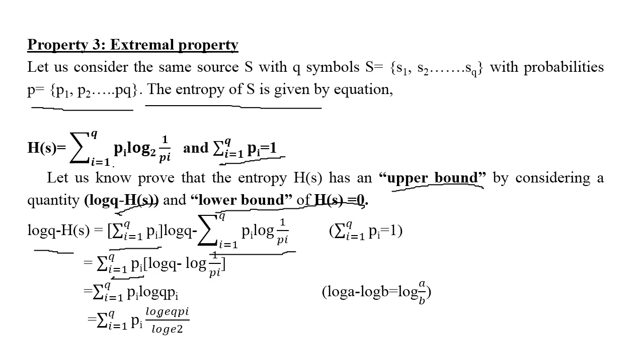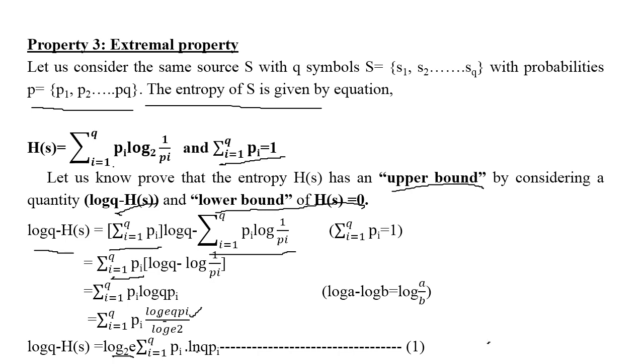Therefore, we'll take the base as e: log Q Pi is log to the base e of Q Pi divided by log to the base e of 2. We'll take this log e of 2 outside. So we are going to get log 2 e, summation i = 1 to Q of Pi ln Q Pi. Let this equation be equation number 1.